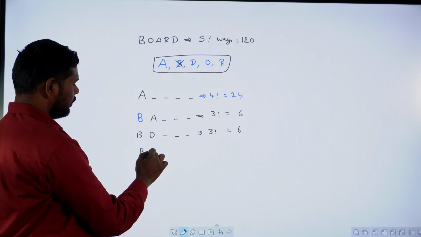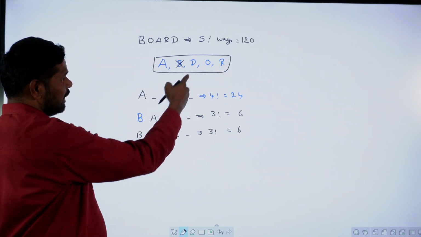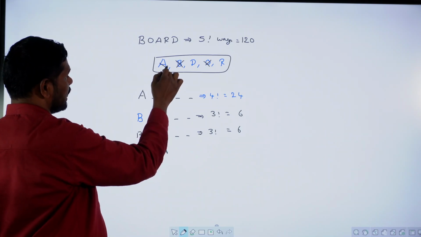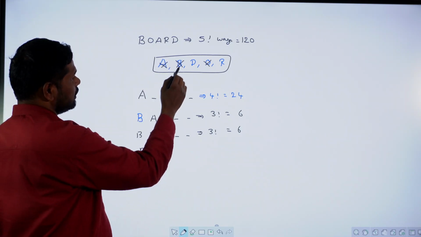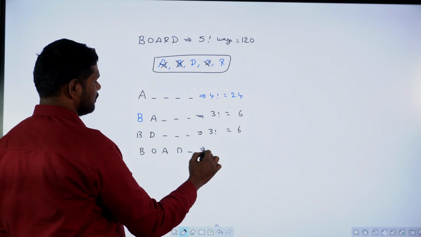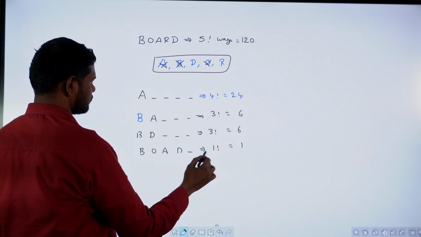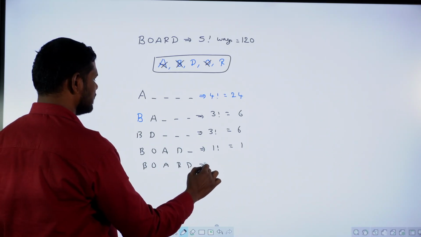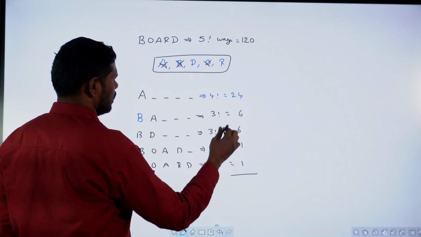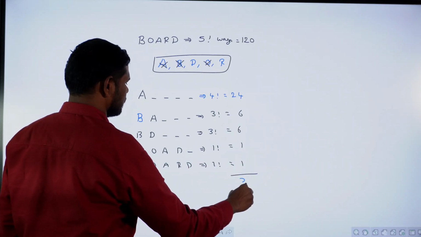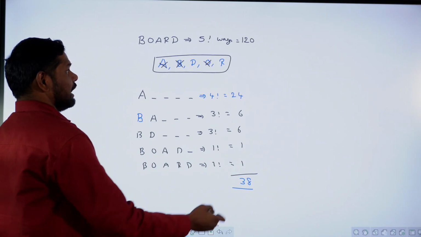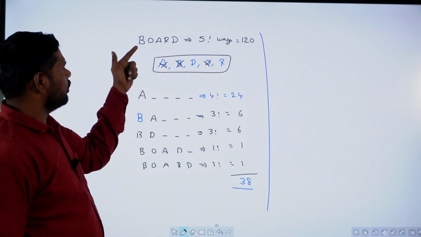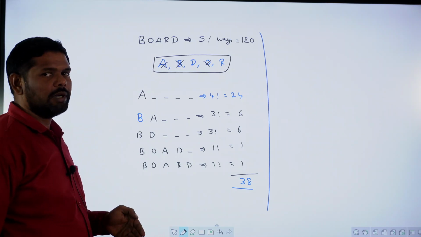Next BO. Yes, the second letter is also O. Then again A, that is also satisfied here. BOA. Next D, one letter is 1 factorial, that is one way. Next BOA, here the remaining letter is D, which satisfies again in one way. So 24, 30, 36, 37. So we are getting exactly the 38th word as BOARD if we arrange in alphabetical order.